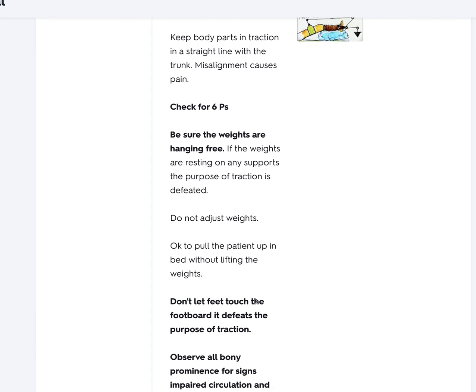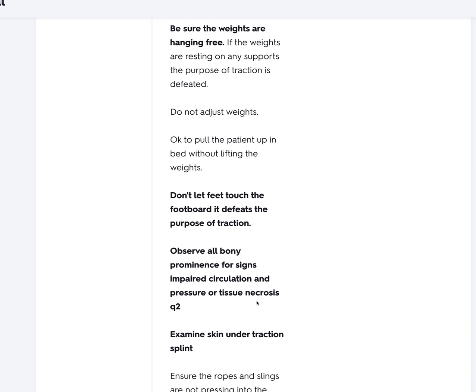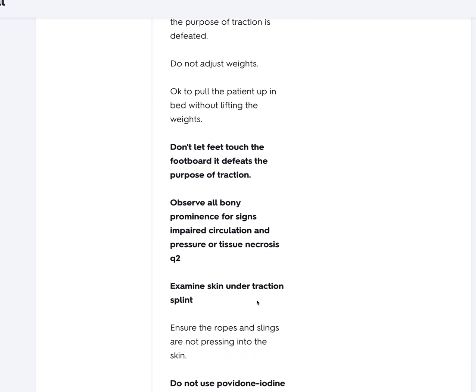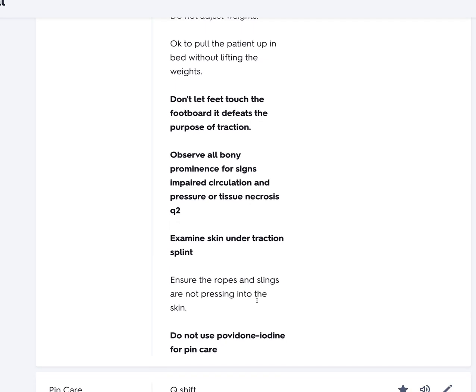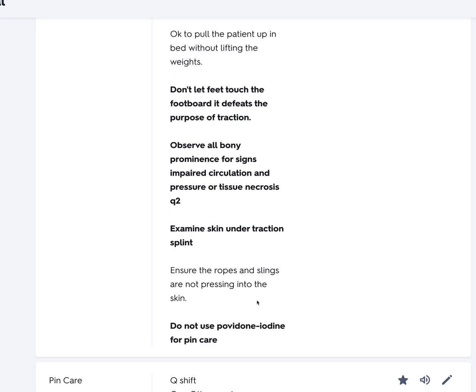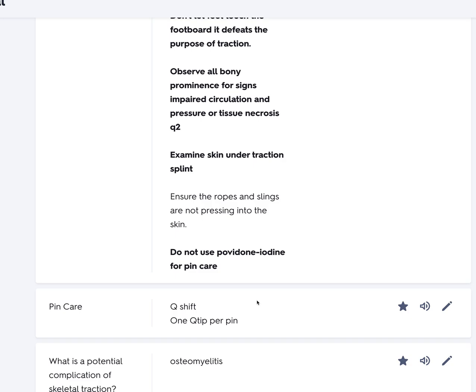You can pull the patient up in the bed without lifting the weights. Don't let the feet touch the footboard because it's going to defeat the purpose of the traction. And make sure you're checking the skin Q2, and examine the skin under the traction splint. Make sure the ropes and slings are not pressing into the skin and there are no knots in the ropes. And do not use povidone iodine, which is Betadine, for pin care. Pin care is done Q-shift, and it's one Q-tip per pin. You're basically just cleaning around where the pin comes out of the skin.